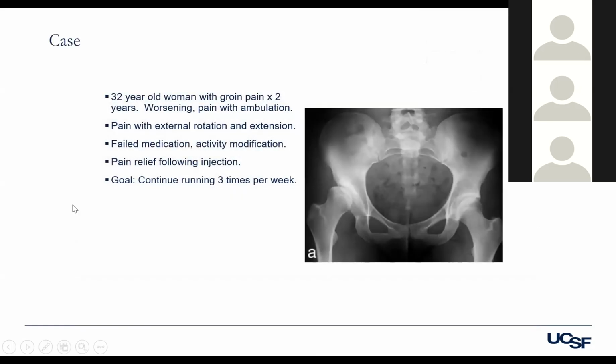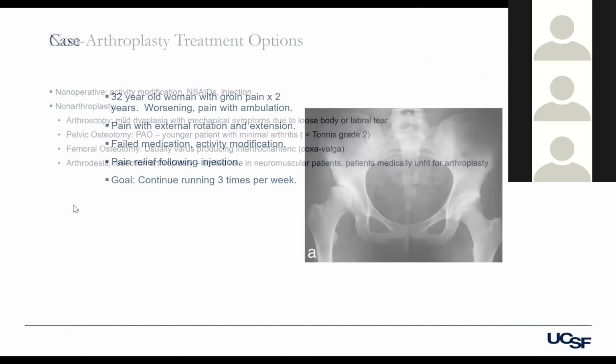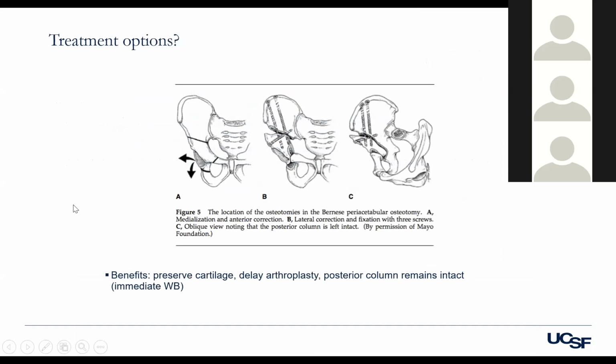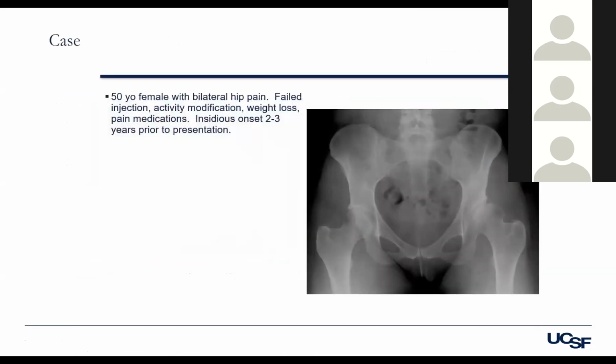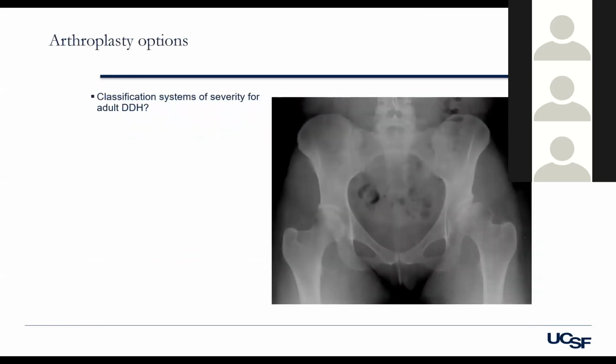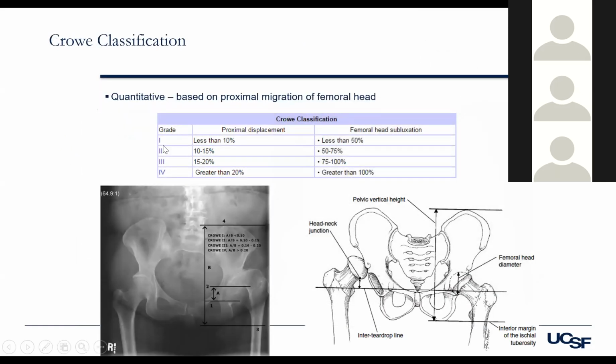So an example would be this patient, 32, getting some groin pain, still has some joint space, low Tönnis grade. An option for them would be a preservation type procedure like a PAO. I'm not going to talk about that too much. Whereas in older patients who have failed non-operative management with DDH, arthroplasty becomes more of an option.